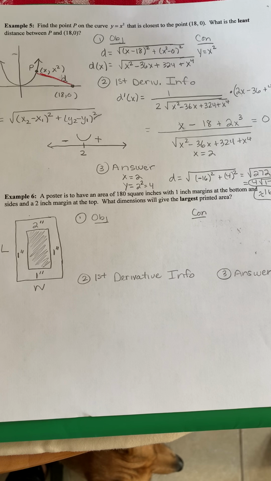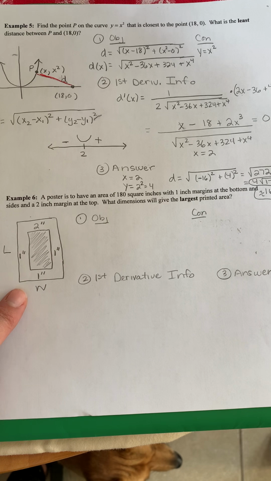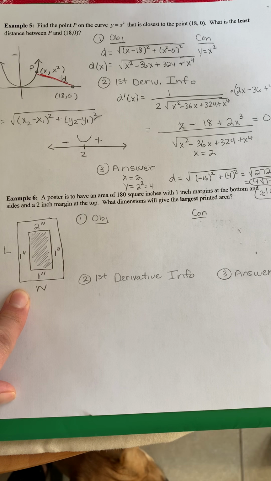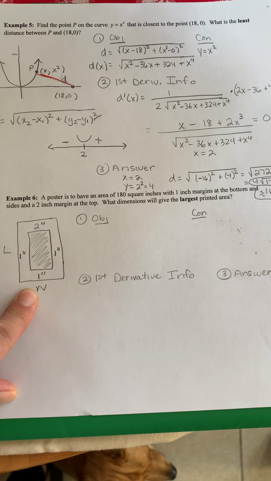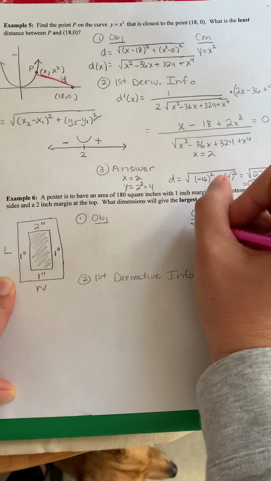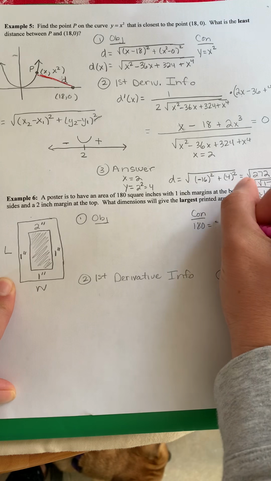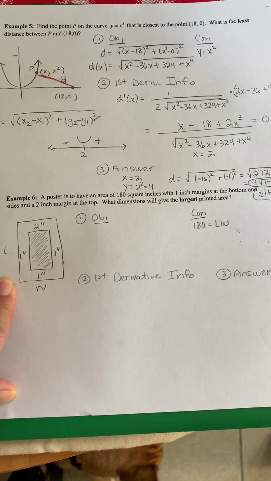We're going to look at example 6 in your section 4.5 notes. We have a poster that has an area of 180 square inches. That's going to be our constraint, and I already have the width and the length marked. So we have 180 is length times width.